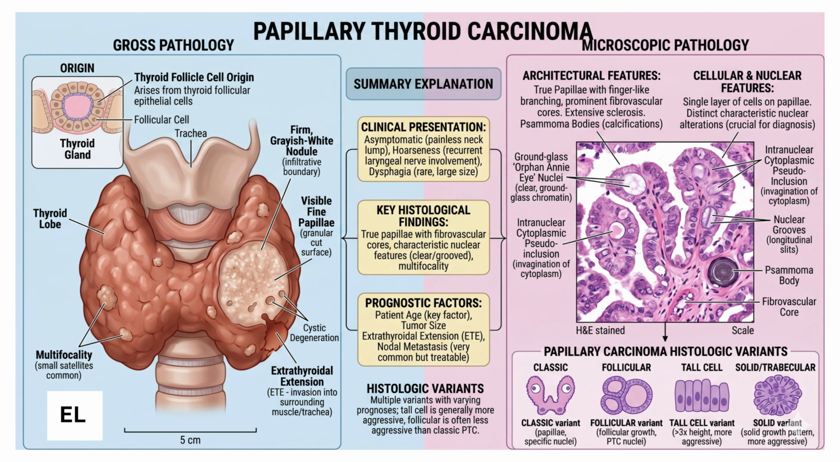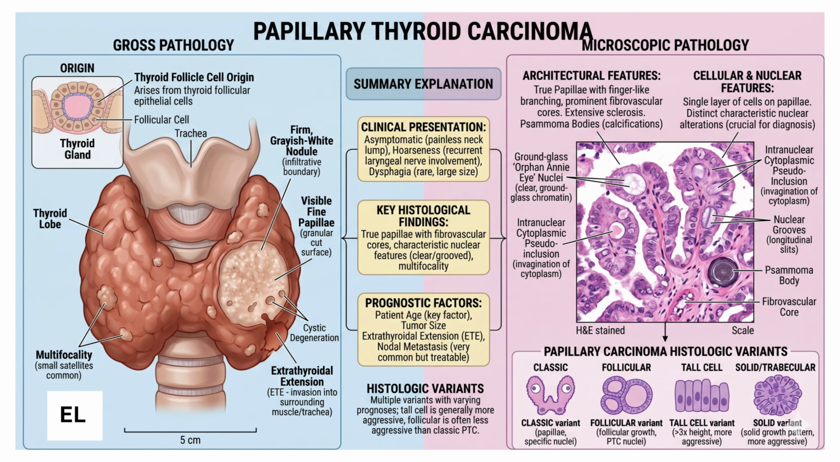One of the most iconic features here is the presence of Psammoma bodies. These are concentric, laminated calcifications that appear like tiny onion rings under the microscope. Their presence is highly suggestive of papillary carcinoma and often results from necrosis and calcification of papillary tips.